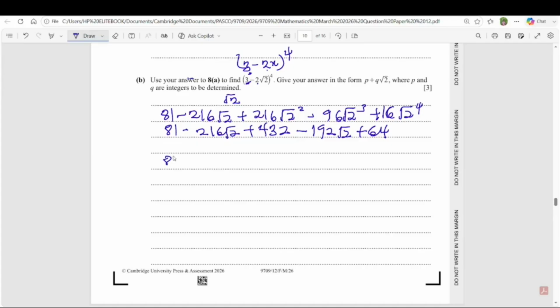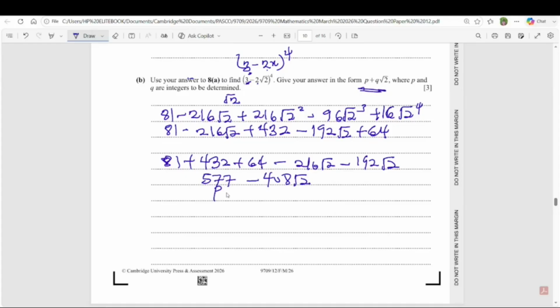So we group like terms: 81 plus 432 plus 64, and next we have 216 root 2 and then minus 192 root 2. So 81 plus 432 plus 64 is 577. Then negative 216 minus 192, or 216 plus 192, is 408 root 2. So this is our value. And you are not supposed to put a decimal, because the question says that we are to leave our answer in the form p plus q root 2. So our p is 577 and our q is negative 408. And that's our answer.